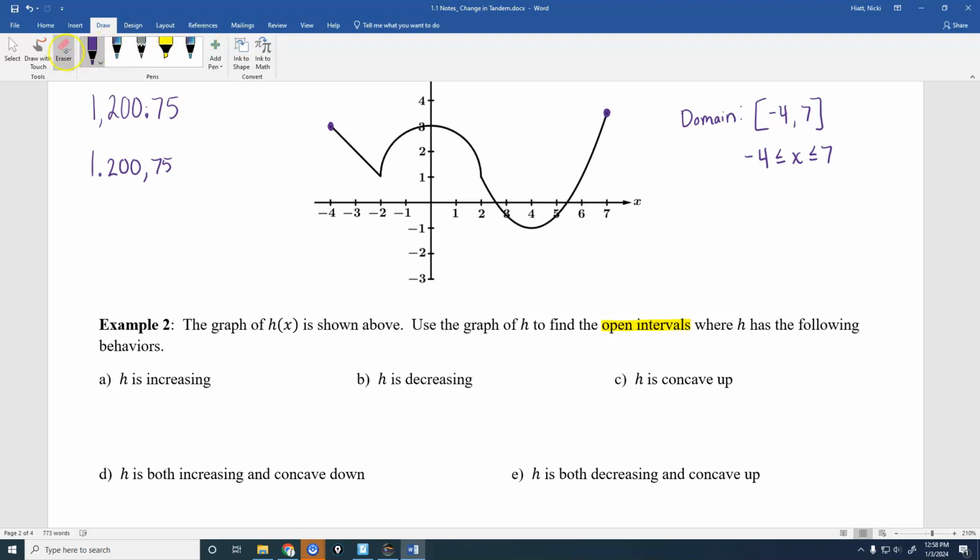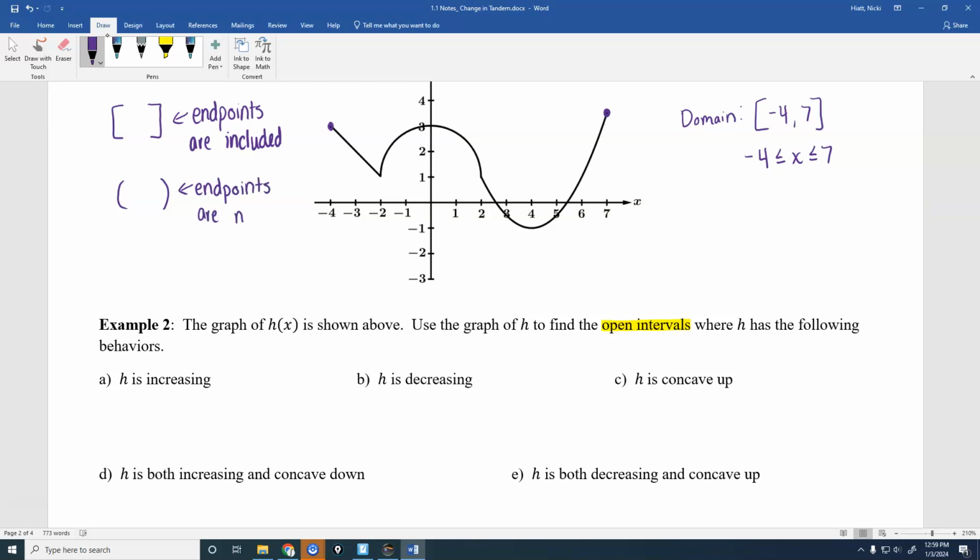So let's put ourselves a note over there. I'm going to erase this because it was just a fun fact there. If you have brackets, the endpoints are included. Okay. It's like having a less than or equal to sign instead of just a less than sign. If you use parentheses, the endpoints are not included.